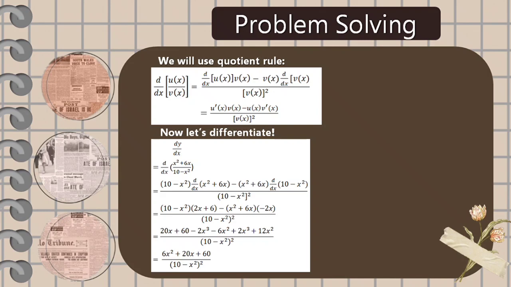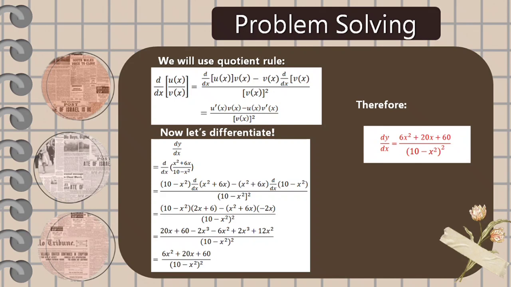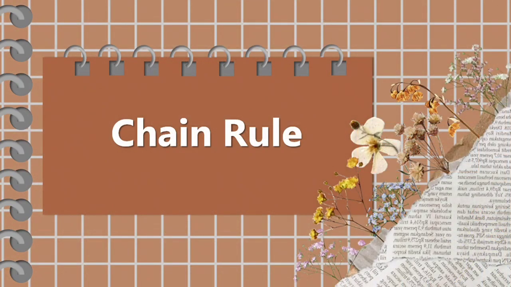Then it will be equal to 20x plus 60 minus 2x cubed minus 6x squared plus 2x to the power of 3 plus 12x to the power of 2, over 10 minus x squared to the power of 2. Then we will simplify, and the answer would be 6x squared plus 20x plus 60 over 10 minus x squared to the power of 2. Therefore, dy over dx is equal to 6x squared plus 20x plus 60 over 10 minus x squared to the power of 2.